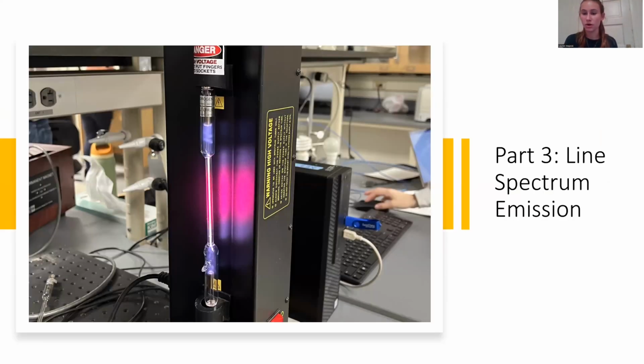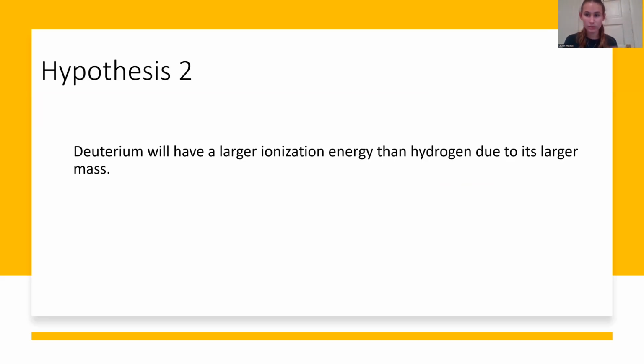So moving on to the last part, which is the line spectrum emission, we used a monochromator to disperse light from the discharge lamp shown here to obtain the emission spectrum of hydrogen and deuterium. So this brings us to the second hypothesis, which is that deuterium will have a larger ionization energy than hydrogen due to its larger mass.